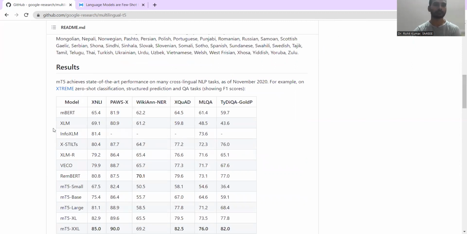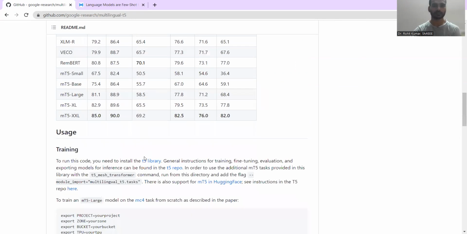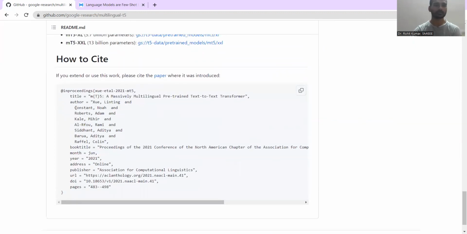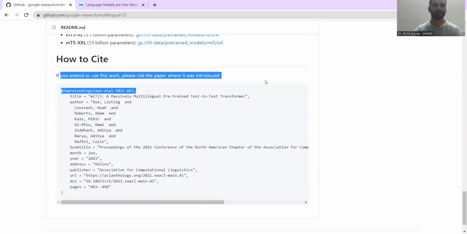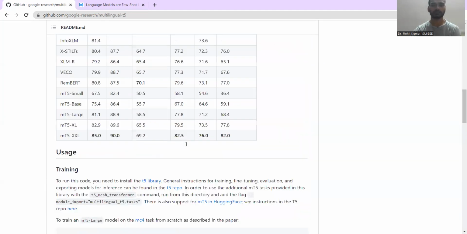Then the number of different models they have discussed over here, and you can see the different sorts of results which are achieved over here. Then coming on to the training, fine-tuning, and how to use. So this is the citation information, and all the related things I think have been covered.